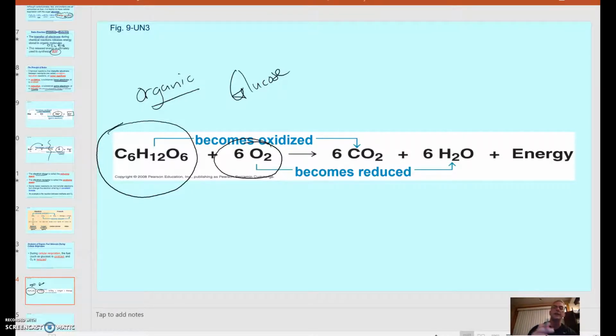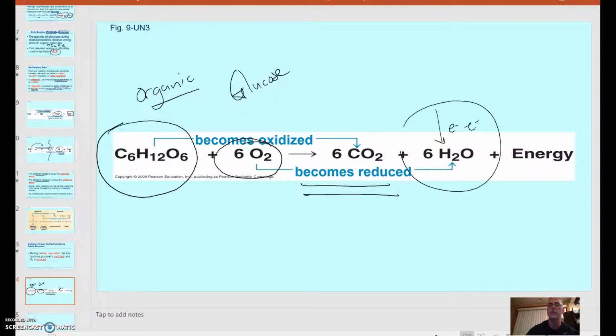So oxygen is going to acquire the high energy electrons that came from the glucose, and in the process of not only getting electrons, it also gets hydrogen that goes along with that. So we would say that the oxygen has become reduced. And in the process of becoming reduced, it has become a molecule of water.